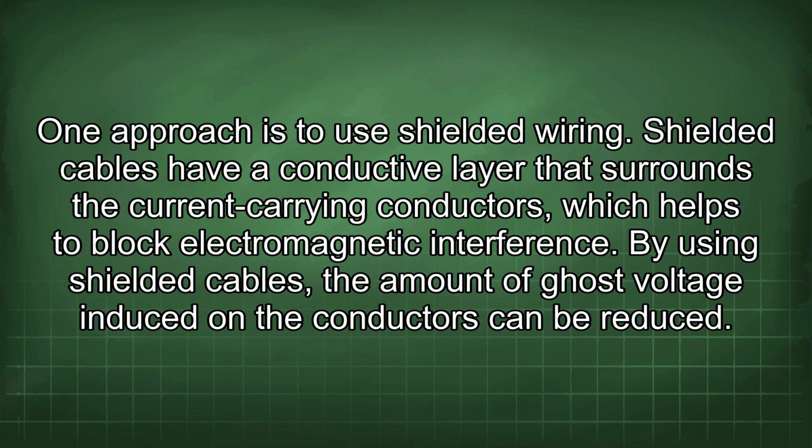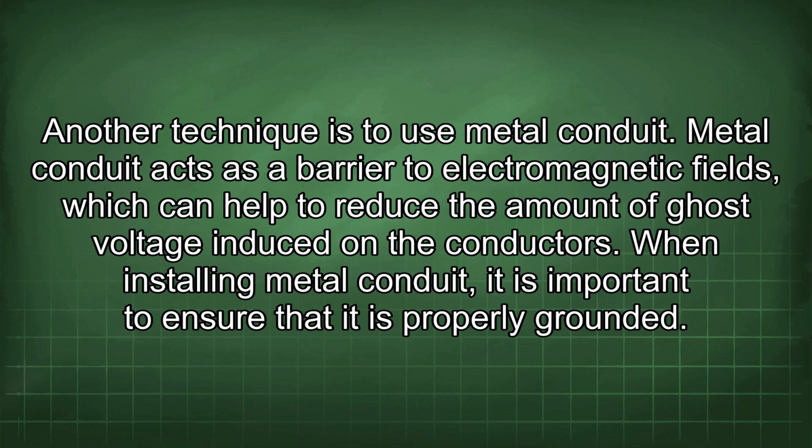Shielded cables have a conductive layer that surrounds the current-carrying conductors, which helps to block electromagnetic interference. By using shielded cables, the amount of ghost voltage induced on the conductors can be reduced. Another technique is to use metal conduit. Metal conduit acts as a barrier to electromagnetic fields, which can help to reduce the amount of ghost voltage induced in the conductors. When installing metal conduit, it is important to ensure that it is properly grounded.